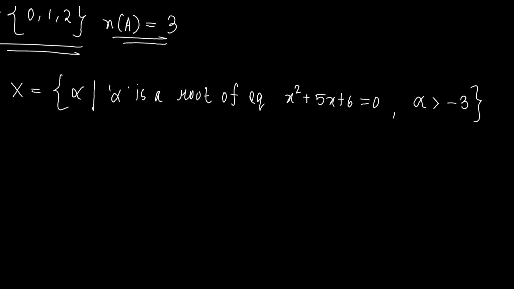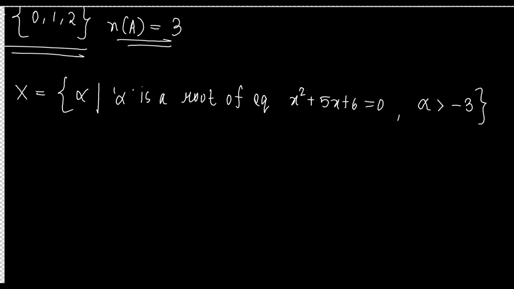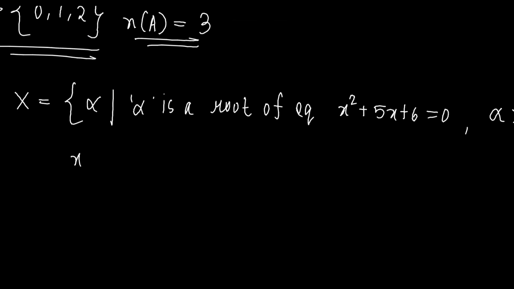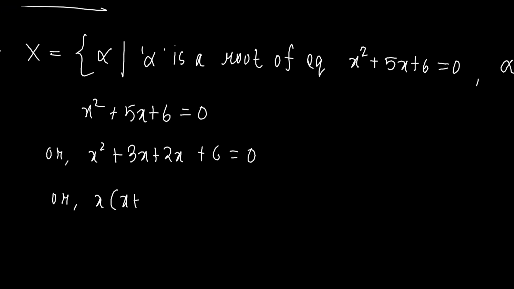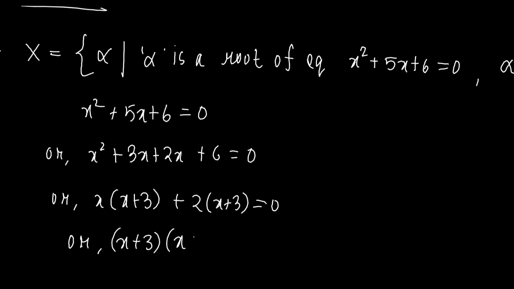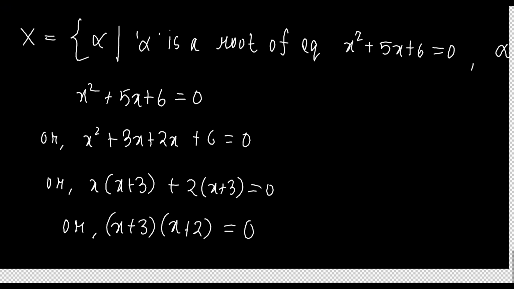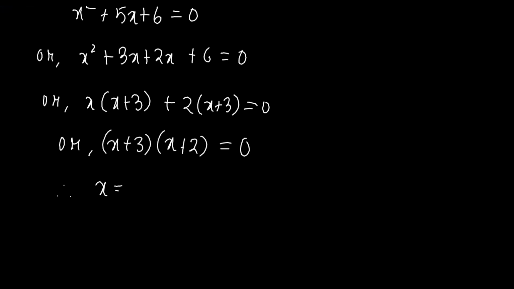Since it is told that alpha is a root of this equation x square plus 5x plus 6, at first just find the roots of this equation, that is x square plus 5x plus 6 equal to 0. So we can just break this as x square plus 3x plus 2x plus 6 equal to 0. Or we can write x into x plus 3 plus 2 into x plus 3 equal to 0. Or we can write x plus 3 into x plus 2 equal to 0. Okay, so what value of x will we get? x equal to minus 3 and x equal to minus 2.